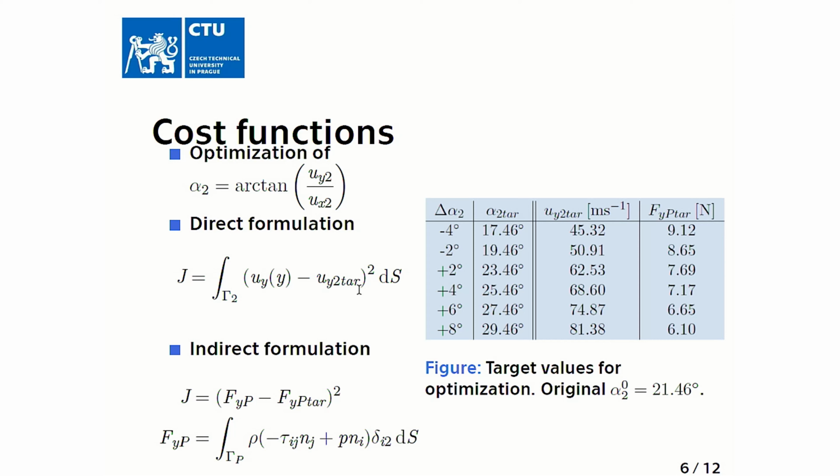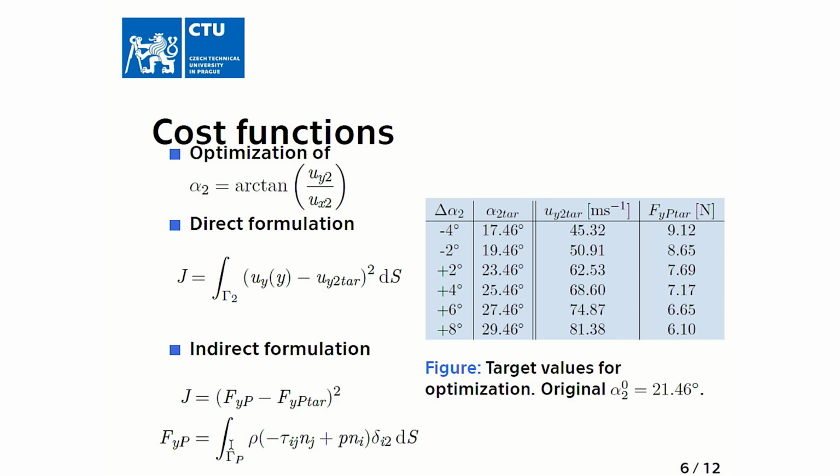Another approach which I used is a so-called indirect formulation, which uses, instead of the velocity, the force by which the airfoil itself interacts with the stream and therefore bends the flow, so to say. This formulation is defined by an integral over the airfoil itself. So the integral is a boundary integral, but over a different boundary.